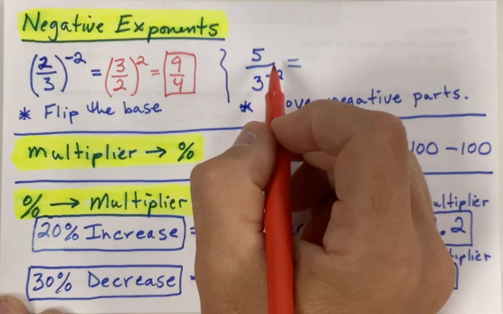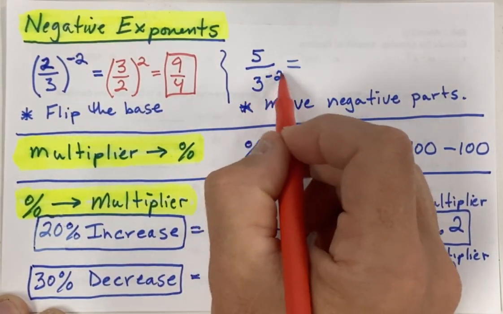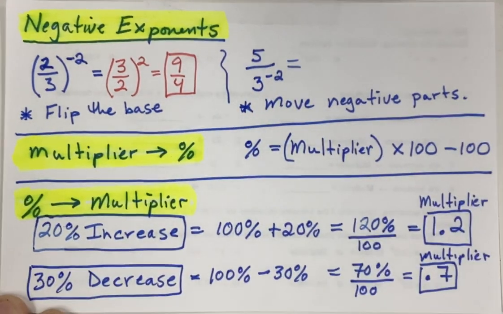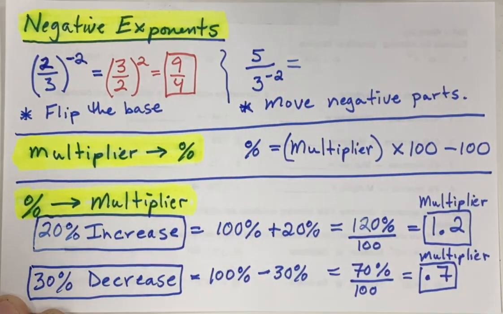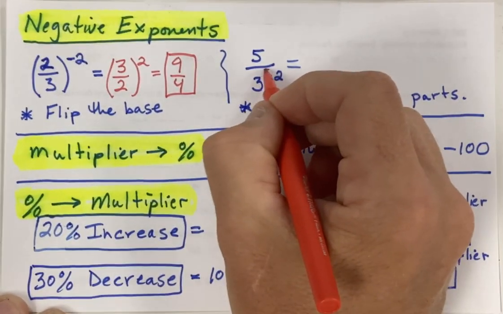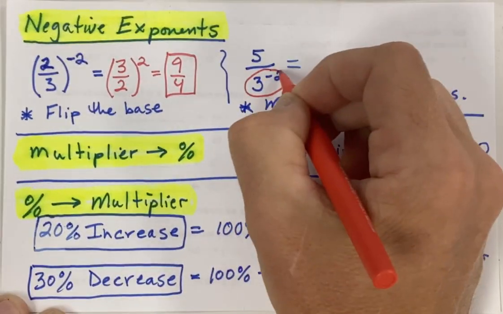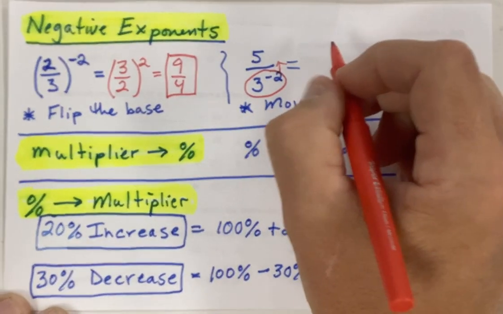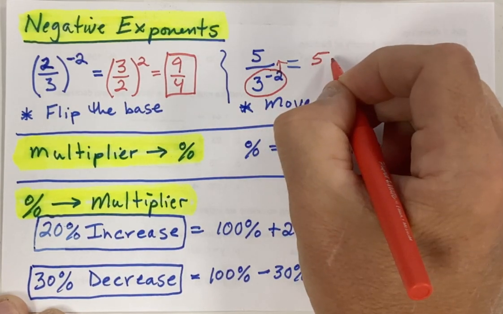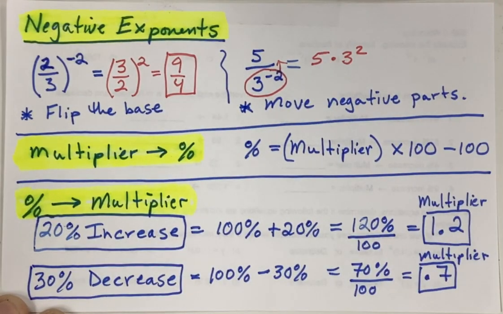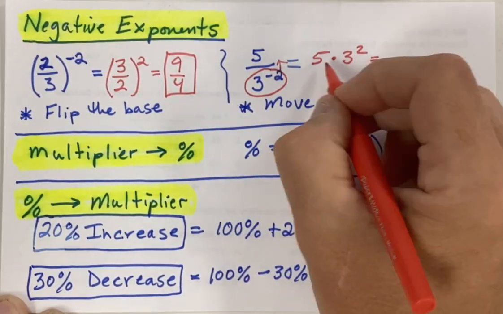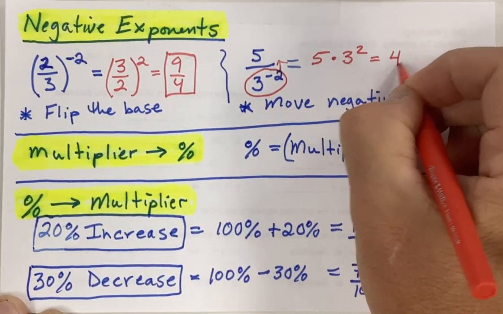But next, as we keep going here, if you have a negative exponent that's just a part of a fraction that you want to move, you'll notice that it's just 3 to that negative exponent. If I want to make this exponent positive, I can take this part and move it up to the top. When you move it up to the top, you then have 5 times the 3 squared. Well, we know that 3 squared is 9, so the final answer is 5 times 9, which gives you 45.